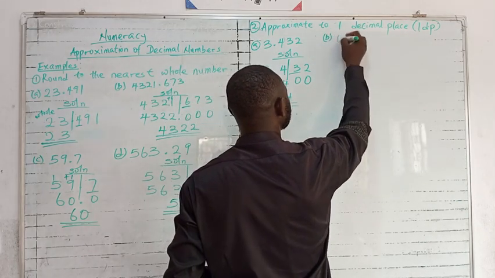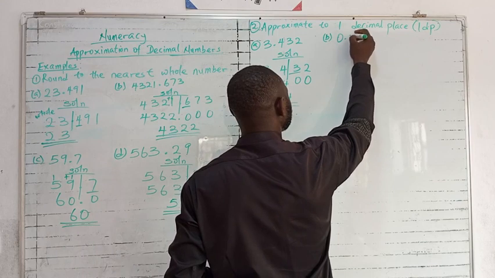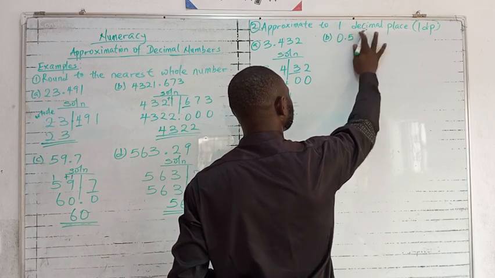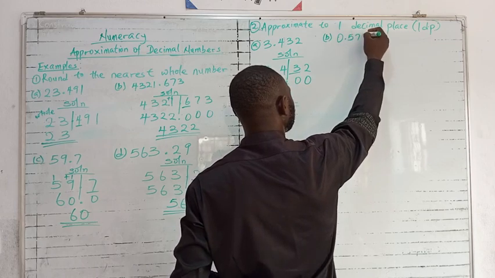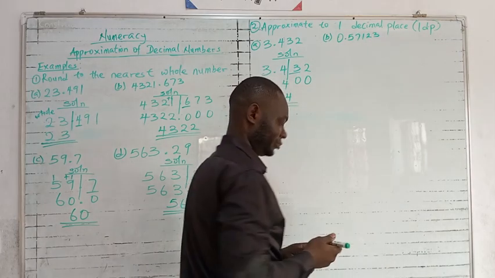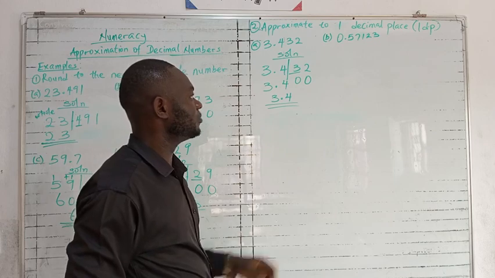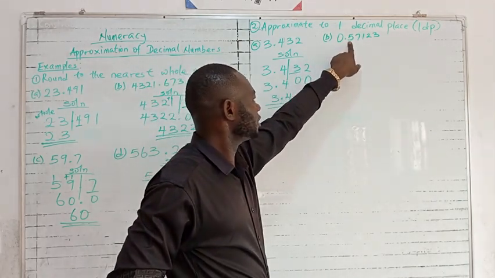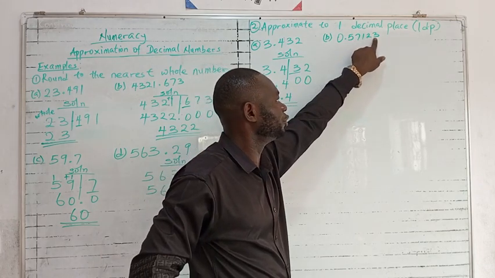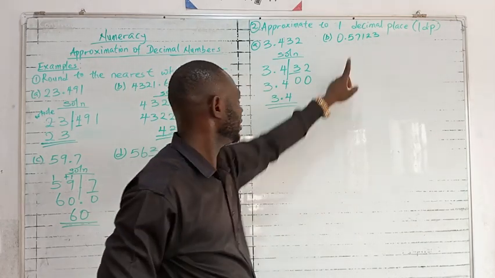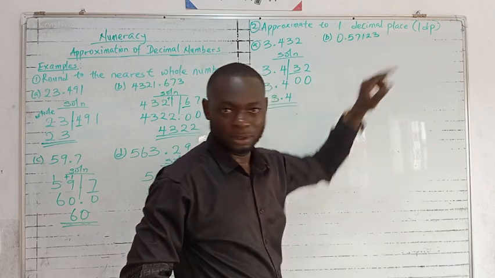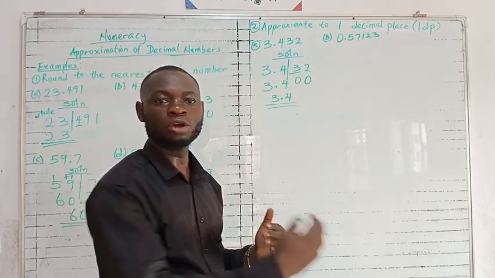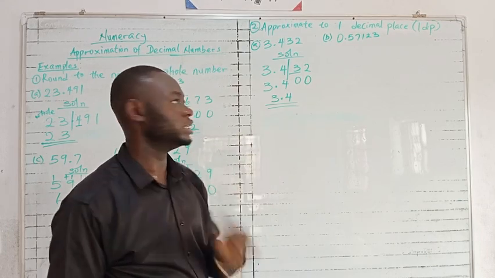Let's say I have 0.57123. Now looking at this number, you notice that the whole number part is 0. The decimal values are 57123. And how many decimal places is there? 1, 2, 3, 4, 5. Meaning that this one number has 5 decimal places. So we are now going to reduce it down to 1 decimal place.